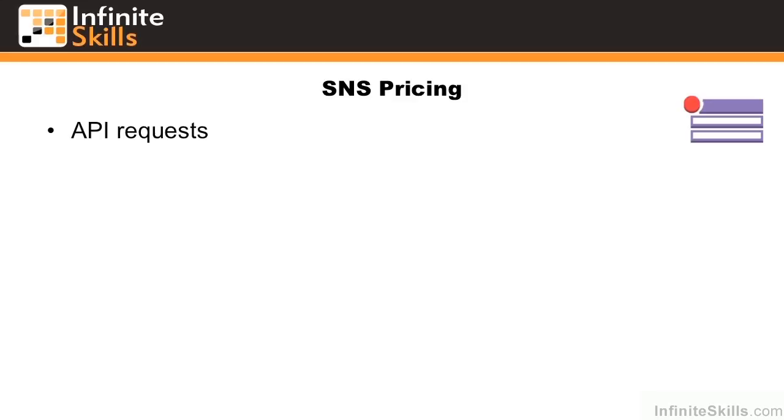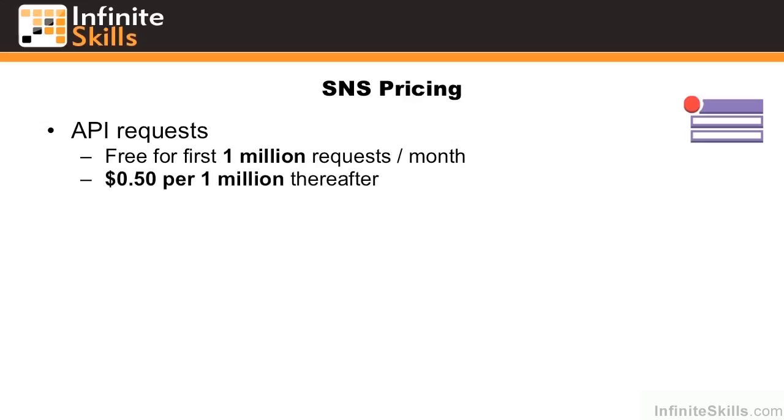SNS has many facets to its pricing. The first one is API requests. The free tier allows for the first 1 million requests per month to be free. That's a huge number, and it's doubtful that many customers will even get past that. After that, it's 50 cents per 1 million.